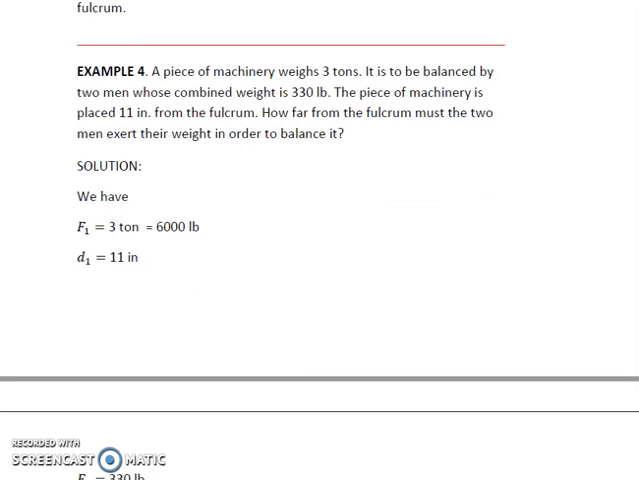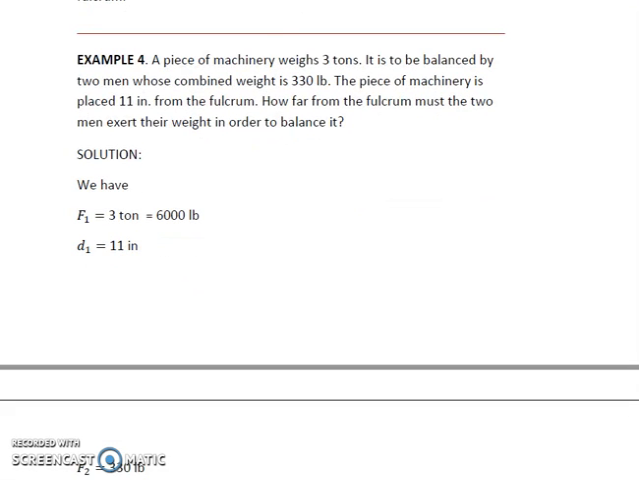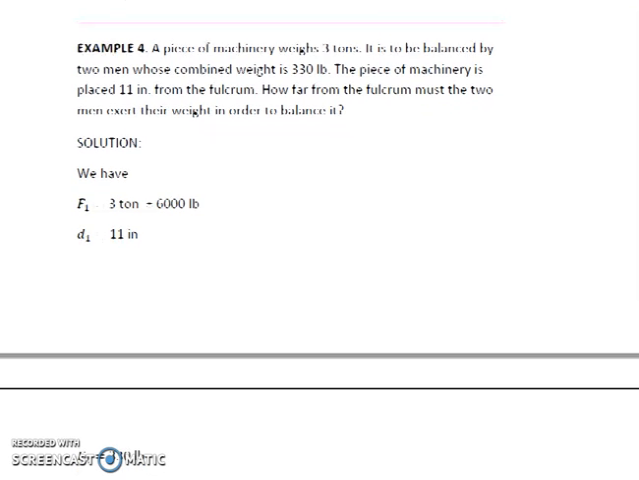So one force of 3 tons. Notice that one of our weight measurements is in pounds and the other is in tons. We need to be in the same unit of measurement. So we're going to convert the 3 tons to 6,000 pounds since there's 2,000 pounds per ton. That way we have both our forces in units of pounds.